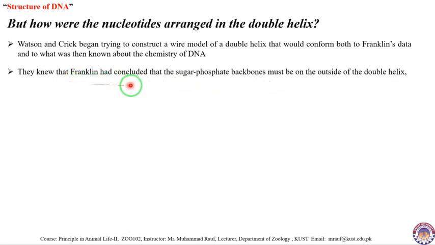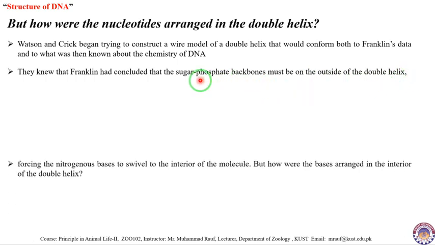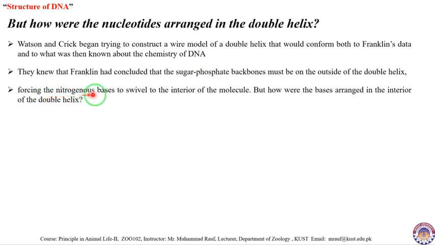They knew that Franklin had concluded that the sugar-phosphate backbone must be on the outside of the double helix. We already discussed that the uprights are made up of sugar and phosphate, forcing the nitrogenous bases to swivel to the interior of the molecule. But how were the bases arranged in the interior of the double helix?